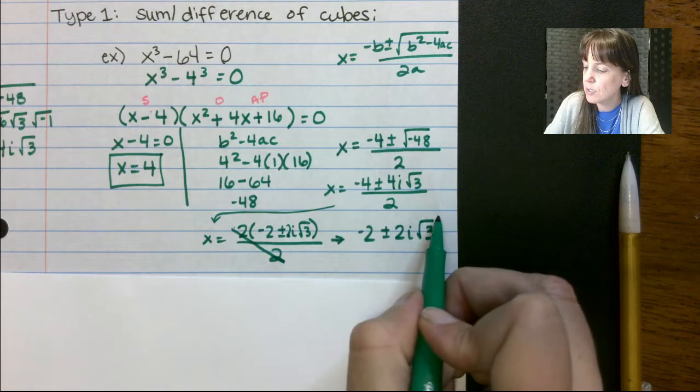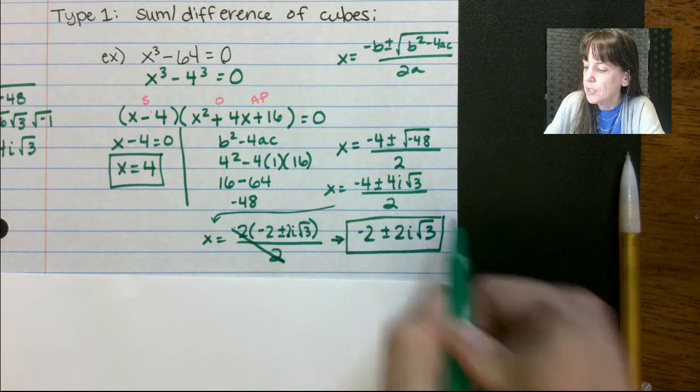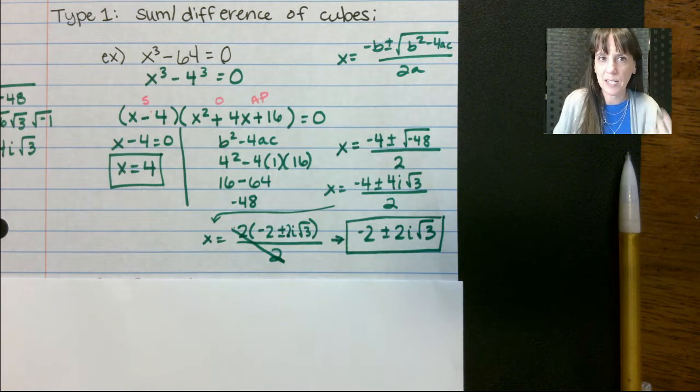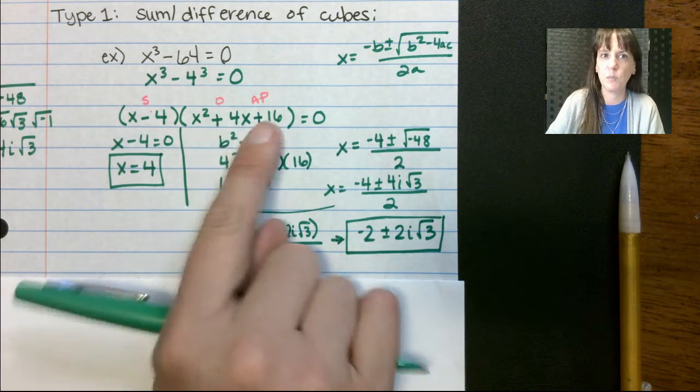So x equals all of that, right? So pay attention, because a lot of times it'll say find all the real solutions. And if that's the case, when you're doing your sum and difference of cubes, you don't have to do this last part.